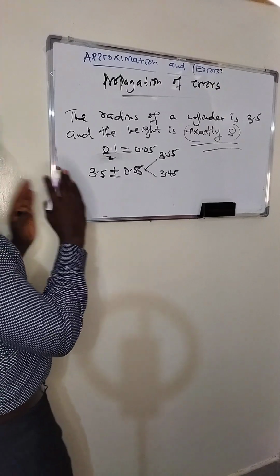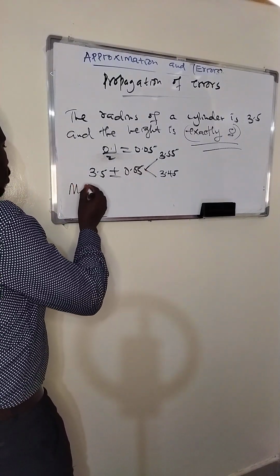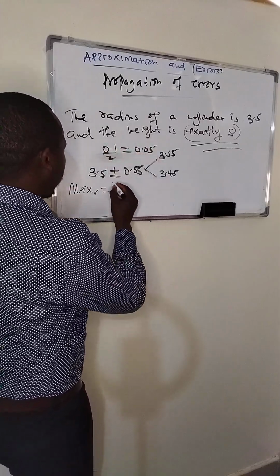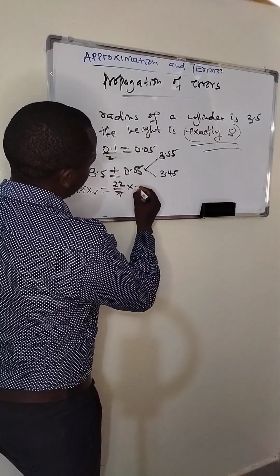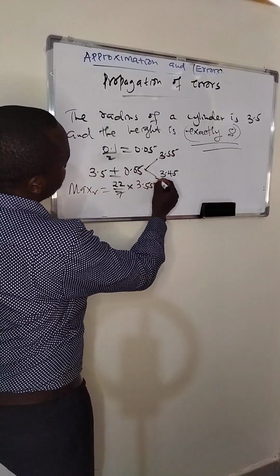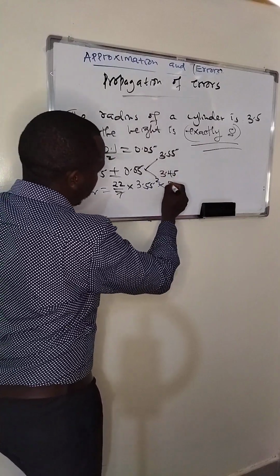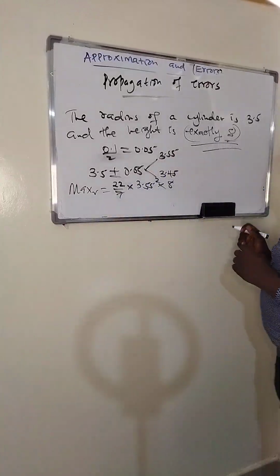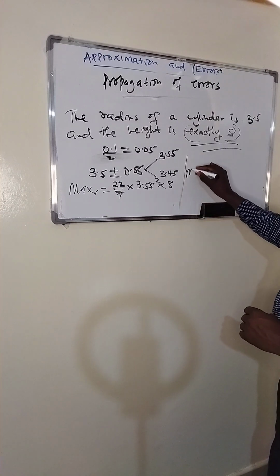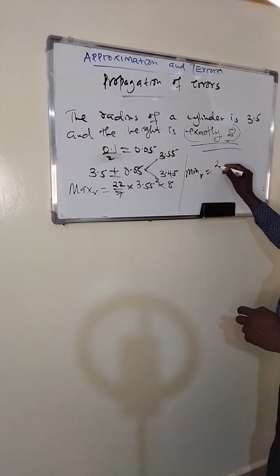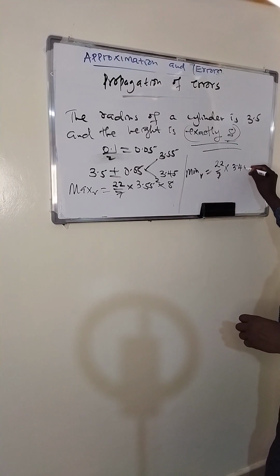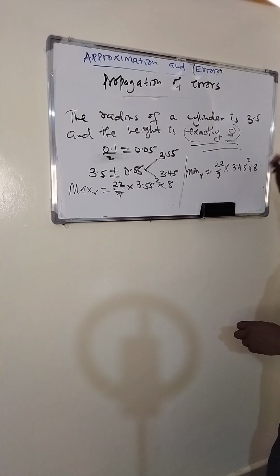So here you will work with height as you look for the maximum volume. So volume of a cylinder is pi r squared h, so 22 over 7 times r. So you're looking for the maximum, so you take 3.55 squared times height, 8. No limits, because it's exactly 8, so there is no error in the height. To get minimum volume, you take 22 over 7 times the radius, 3.45 squared times height, again 8.